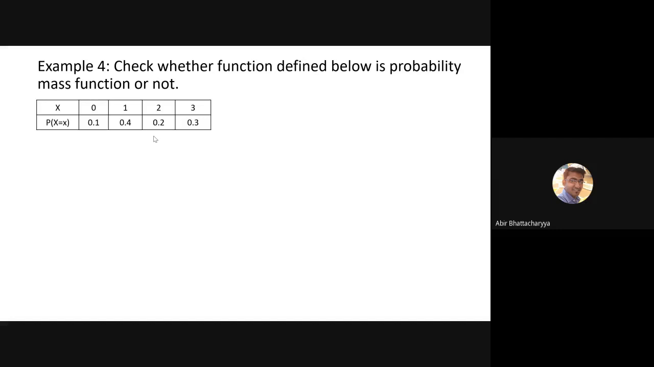Next question is to check whether the function below is a probability mass function or not. This is your task now. I'm giving you some time. Check whether it's a probability mass function or not, and let me know quickly. Write down your answer with justification. If it is a mass function, why? If it is not a mass function, why not? Write it down in the chat box.